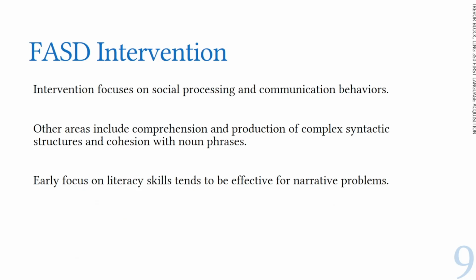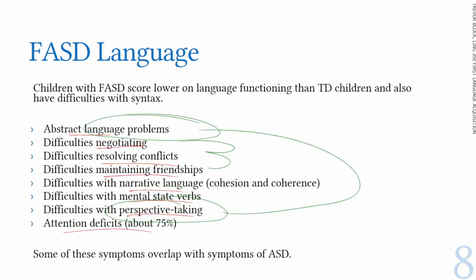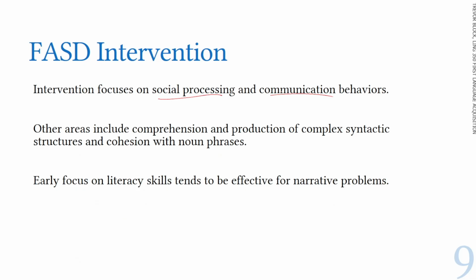So because of this, a lot of the intervention methods focus on social processing and communication behaviors. In other words, they're focusing more on the social aspect to target those areas of difficulty, like maintaining friendships and resolving conflicts and negotiating. They do sometimes struggle with complex syntax, so you might have issues with comprehension and production of complex syntactic structures. And to get that narrative right, you need cohesion and coherence as well.